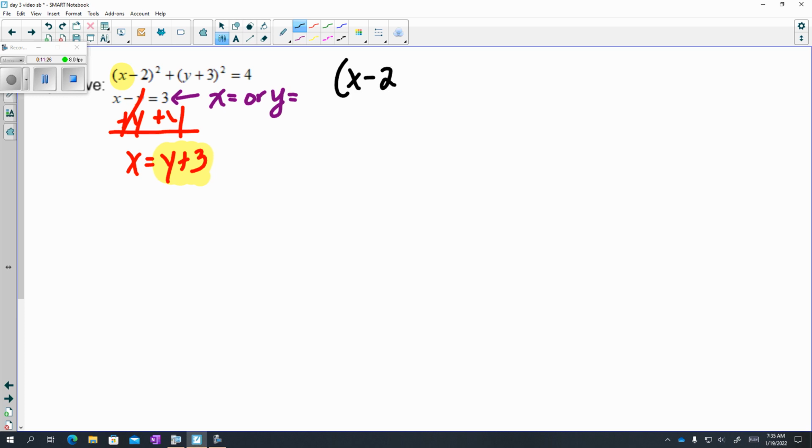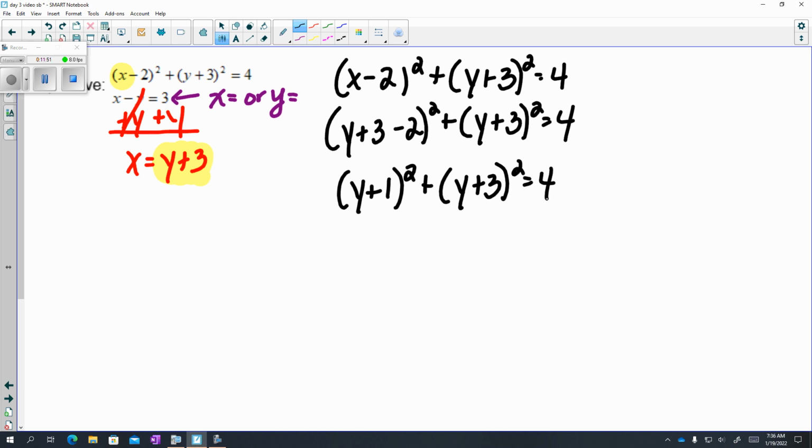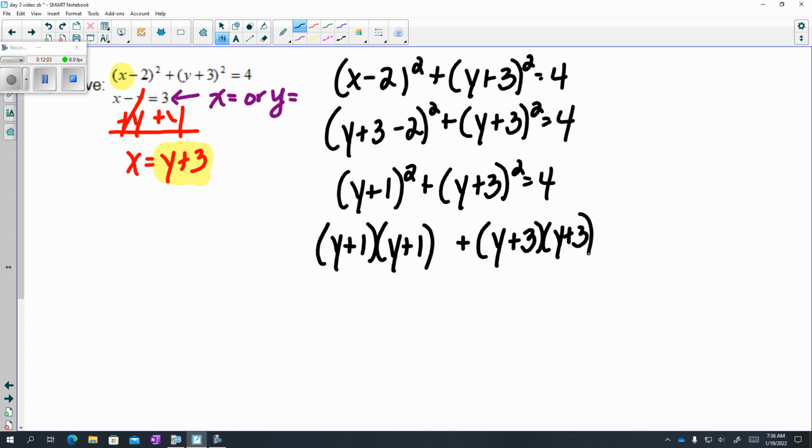So instead of x minus 2 squared, we're going to have y plus 3 minus 2 squared. And then you want to simplify, if possible, inside your parentheses. So 3 minus 2 gives me 1. So I have y plus 1 squared as my first parentheses. And then remember that a binomial squared really means this is y plus 1 times y plus 1. And this is y plus 3 times y plus 3. So we should be doing the box method for each of these.